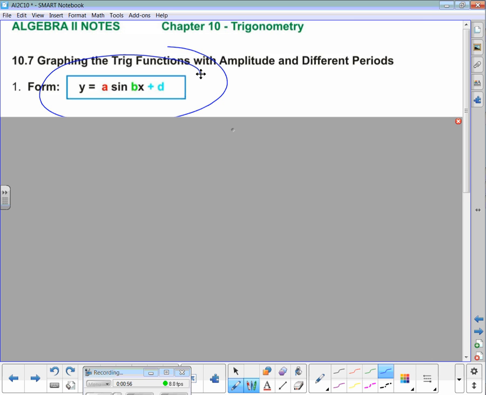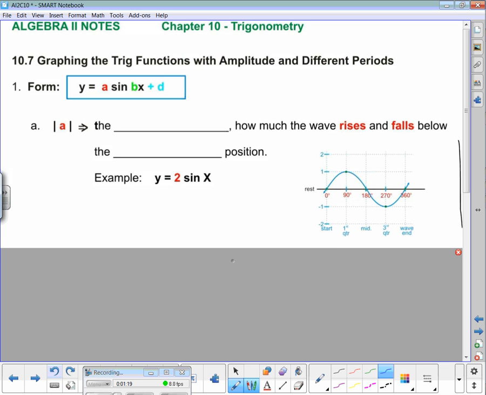There are things located in certain places that tell you a lot about the function. It's exactly the case with our trig functions. So we need to learn what the A is, what the B is, and what the D is. And once we know those aspects, then we're going to more readily be able to graph the functions and understand what's going on with them. So first off, let's start off with the A value. The absolute value of A is the amplitude.